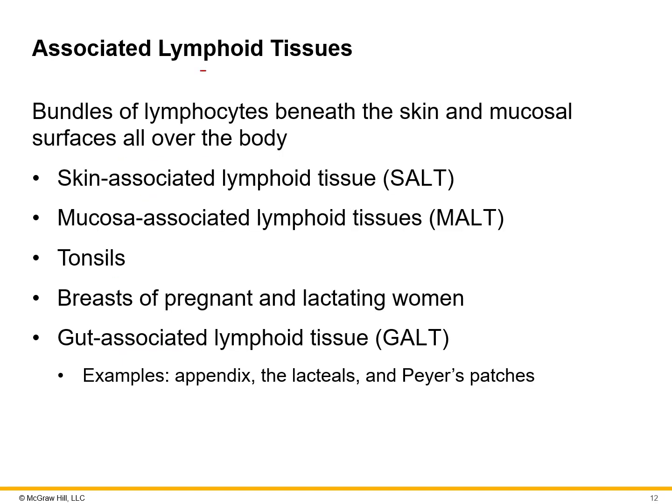So then the associated lymph tissues. Again, these are just bundles of those lymphocytes right under the skin or the mucus, so right under that first line barrier, so that if something does get through those barriers, then these associated tissues can recognize them. And again, they're based on where they're at. Skin associated is SALT, mucosa, so all the linings like our respiratory system or the vaginal tract, that's the MALT. Again, our tonsils, the breast during pregnancy and lactation, and then finally the gut associated, so like the appendix is an example of the GALT.